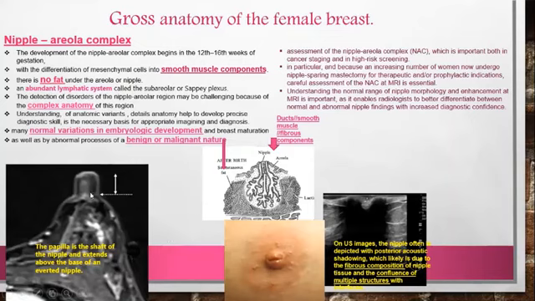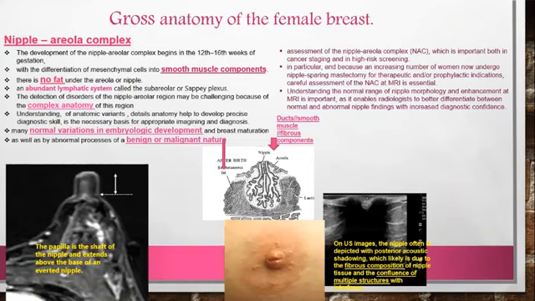And here, this is the MRI, this is the nipple, and this is the base of the nipple, and the shaft of the nipple is called the papilla. You see? Also consider the assessment of the nipple areolar complex.